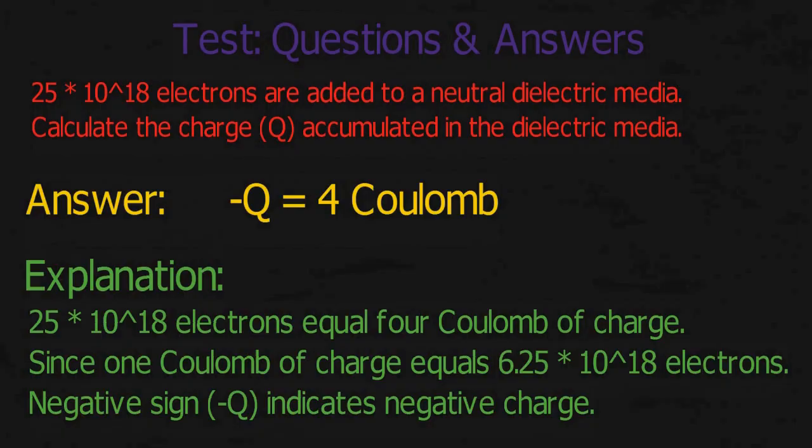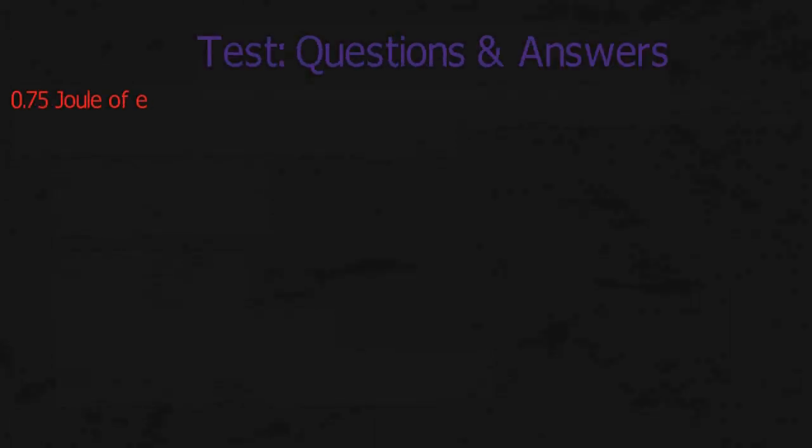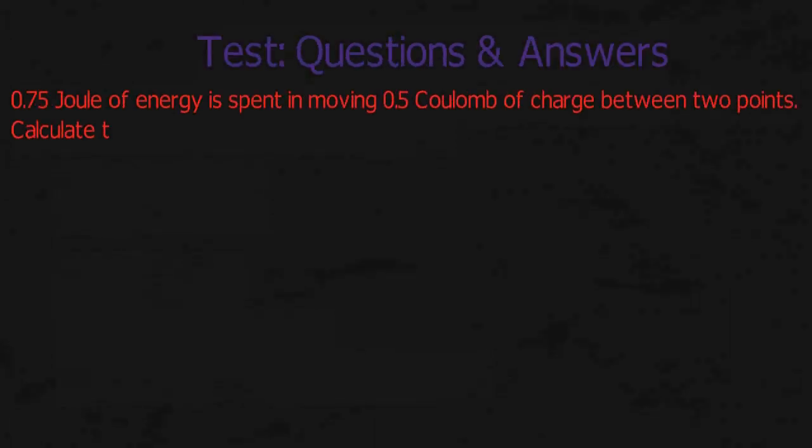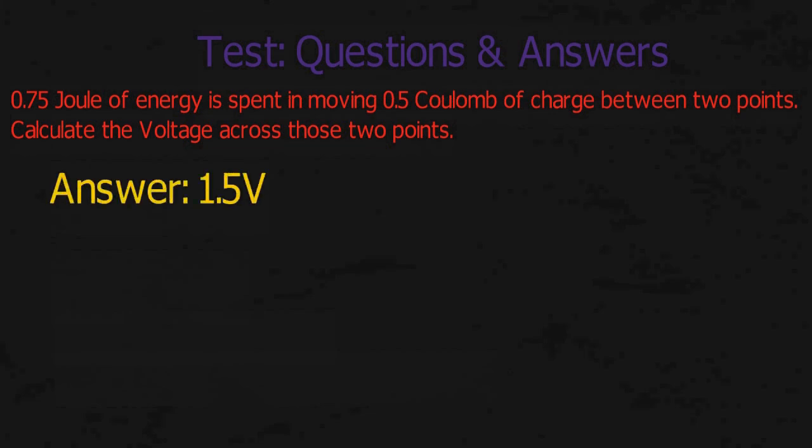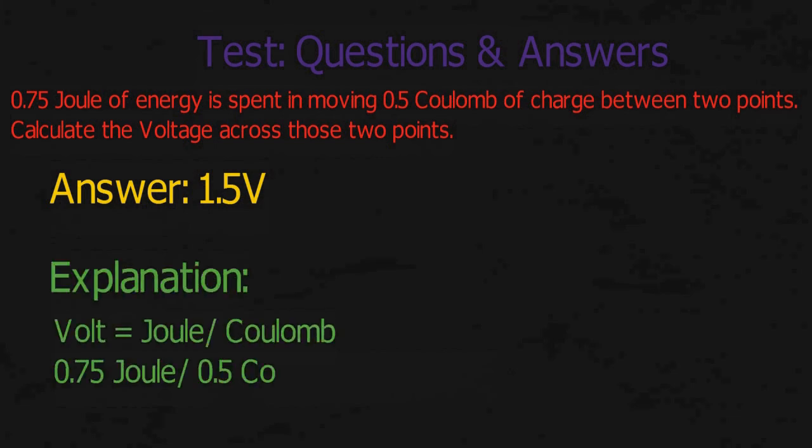Question number 2. 0.75 joule of energy is spent in moving 0.5 coulomb of charge between 2 points. Calculate the voltage across those 2 points. The answer is 1.5 volts. Explanation: we know that volt equals joules per coulomb. 0.75 joule divided by 0.5 coulomb gives 1.5 volts.